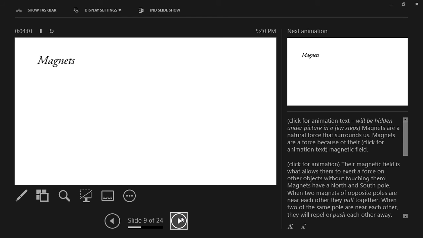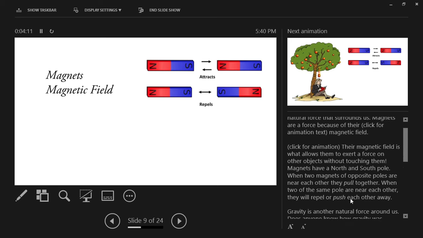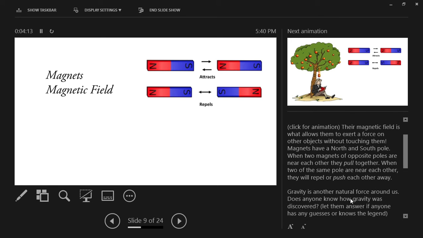Magnets are a natural force that surrounds us. Magnets are a force because of their magnetic field. Their magnetic field is what allows them to exert a force on other objects without even touching them. Magnets have a north and a south pole. When two magnets of opposite poles are near each other, they pull together, and when two of the same pole are near each other, they will repel or push away.